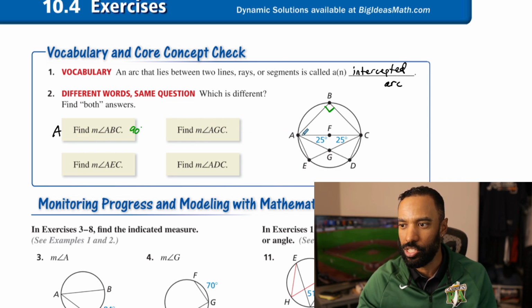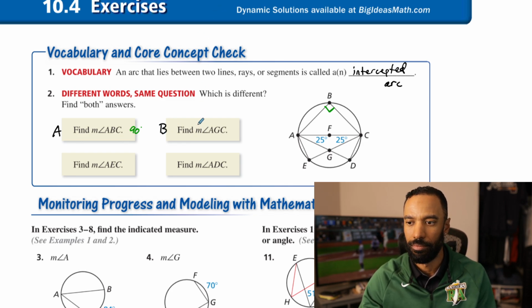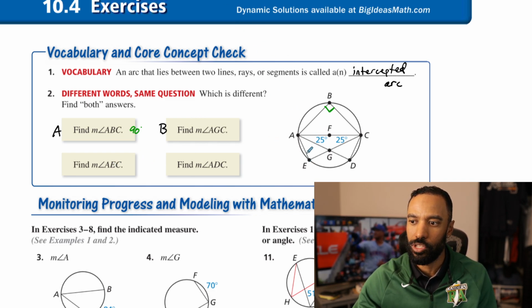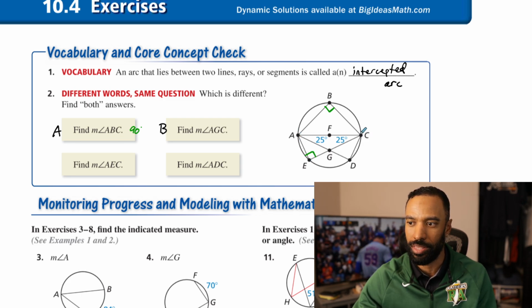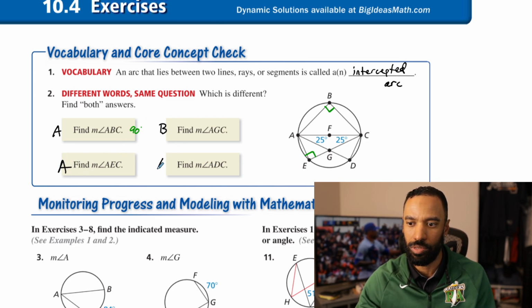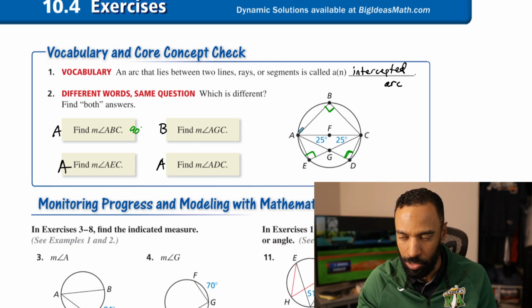Measure of angle AGC. Where's G? There it is. AGC. Well, I know that's not 90 degrees. It's also not an inscribed angle. Right now, I'm going to treat it as the different one until I see something different about it. Measure angle AEC. Yeah. So AEC is also going to be 90 degrees. Once again, an inscribed angle whose endpoints are on the diameter of the circle. And ADC also does the same thing. So these will be A's because they will make 90-degree angle measures right here. They are inscribed angles as well.